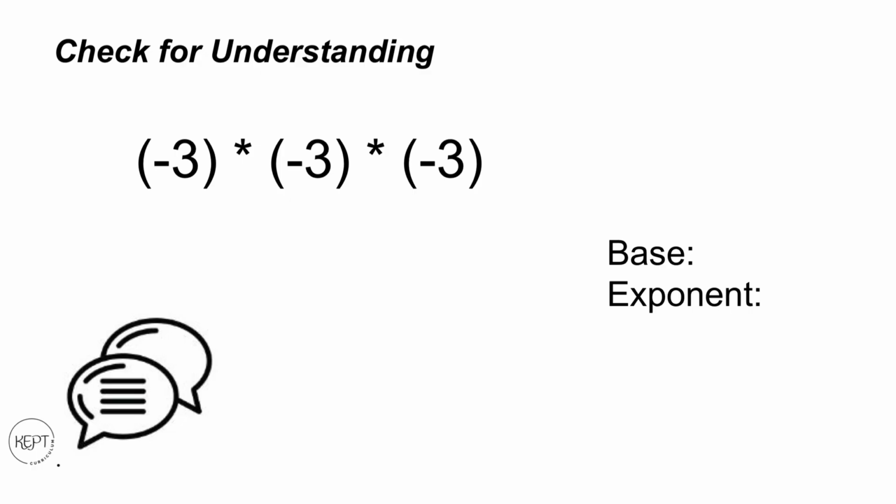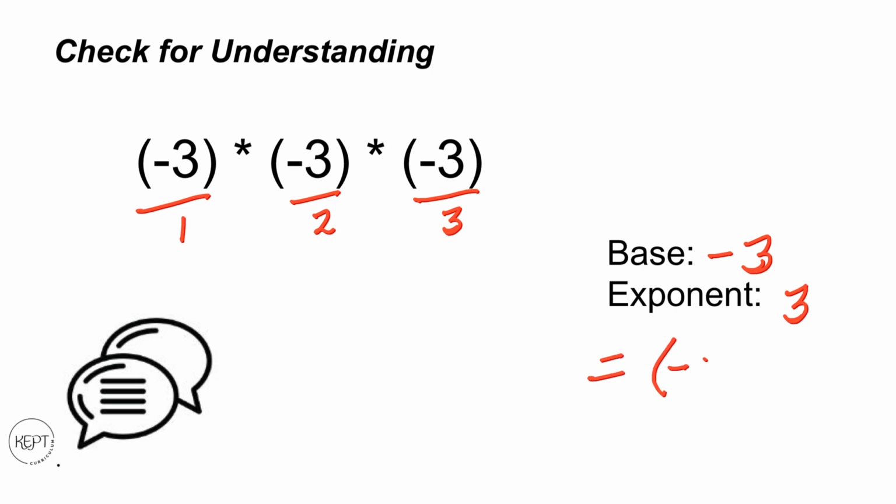Check for understanding. Here we can see that our base is negative 3 because that is what is being multiplied. The exponent is how many times this is being multiplied, and we can see that our factor is being multiplied 3 times, so our exponent is 3. In order to write this into exponential form, we are going to put our negative 3 in parentheses with our exponent of 3 on the outside.